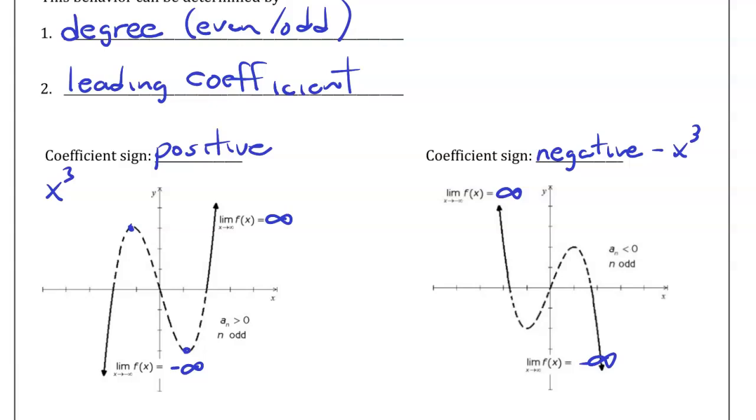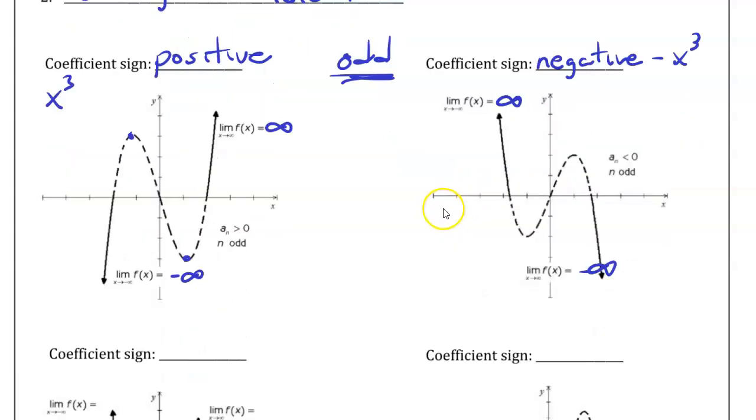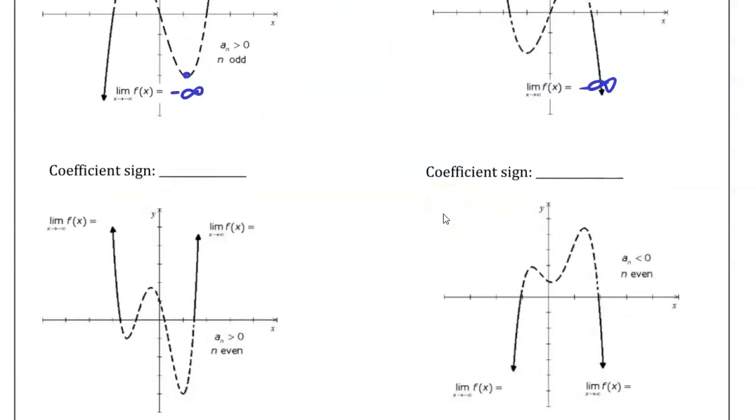So overall, these are odd functions. One side goes up, one side goes down for odd functions, always. Then let's look at even functions. You'll notice that for even functions, both sides go up or both sides go down. And we can tell we have 3 turning points: 1, 2, 3. That makes this a 4th degree polynomial.